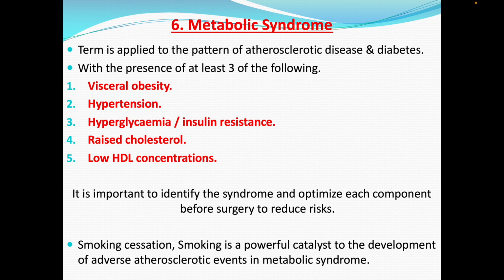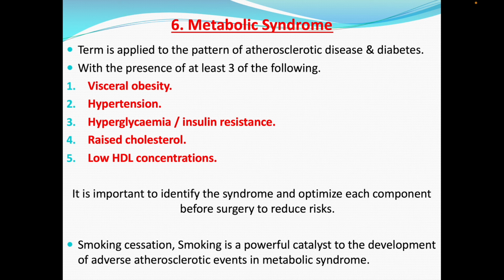These are visceral obesity; of course, this person is obese, and visceral usually means male, central obesity. They are usually hypertensive, hyperglycemic because of insulin resistance, and the cholesterol levels are raised. Low HDL level, because HDL has an inverse relation with ischemia or infarction. For example, if your level is more than 60, you are resistant to MI. So these levels are reduced. They say the good fat and bad fat. It's important to identify the syndrome and optimize each component before surgery. In elective cases, we do this.